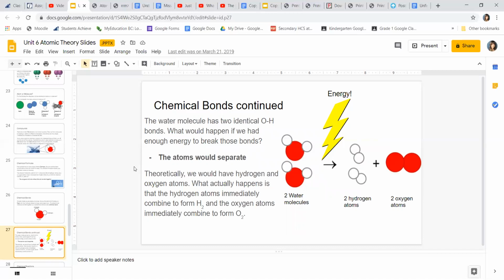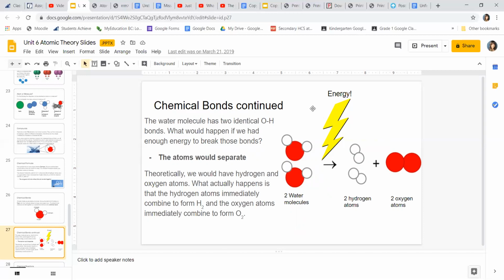Now, technically, theoretically, if you had enough energy, you would be able to break those bonds. I'm not talking about you jumping up and down or going on a trampoline or whatever, but in a laboratory, using enough energy to break those bonds. Then what would happen is it would separate.